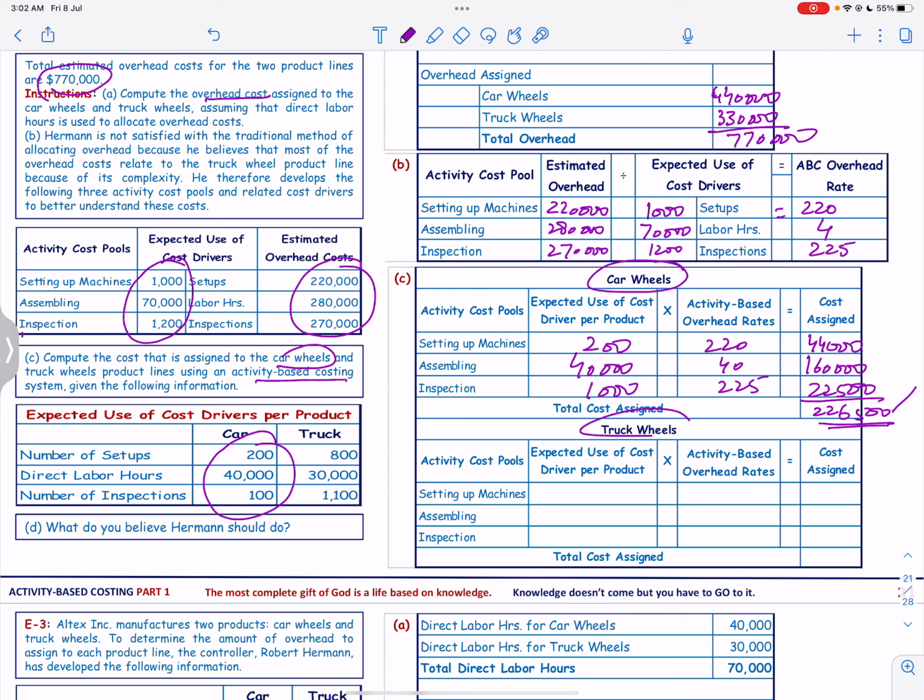And we go for the truck wheels now. For the truck wheels, it is 800, 30,000, and 1,100. And the rates we have already calculated, 220, 40 and 225. And this will be equal to 176,000, 120,000, and 247,500. So the total will be 543,500.